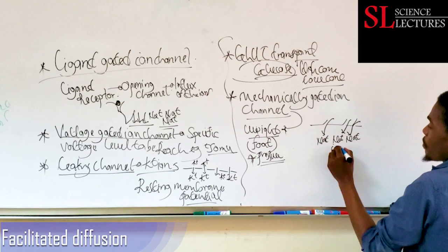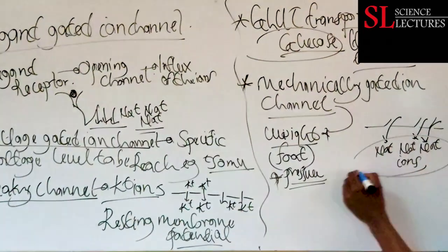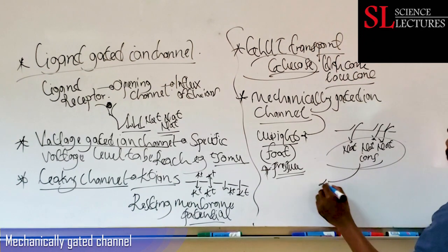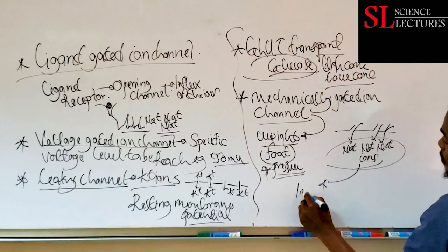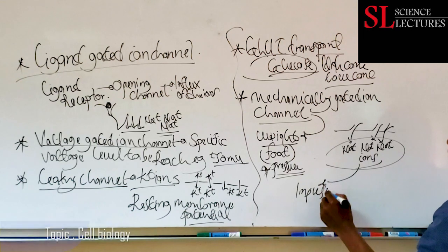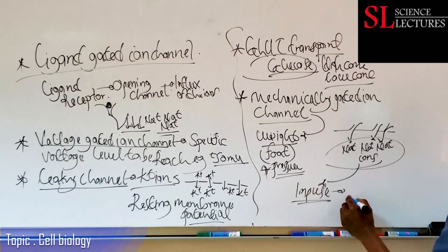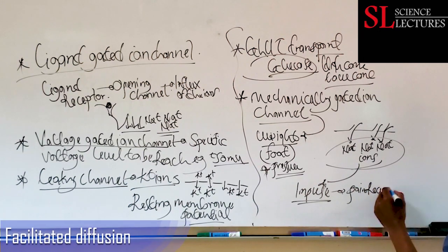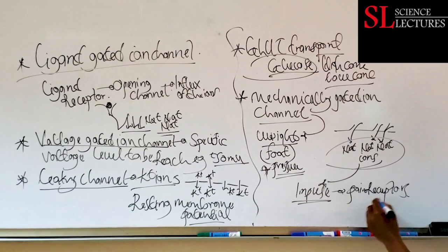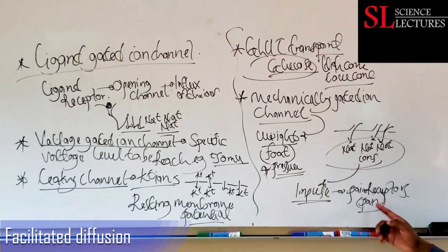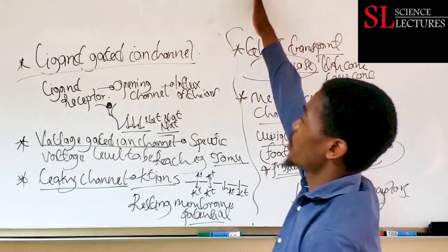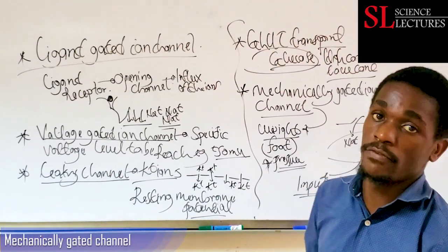So when we have sodium ions entering somewhere into the body, they will lead to transmission of an impulse. And this impulse will go to the pain receptors. So someone will be able to notice that they are having pain because of the presence of the mechanically gated ion channels. So this is what facilitated diffusion is all about.